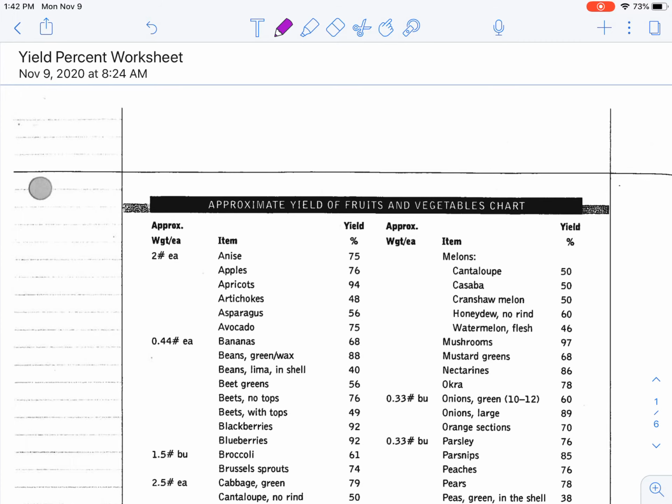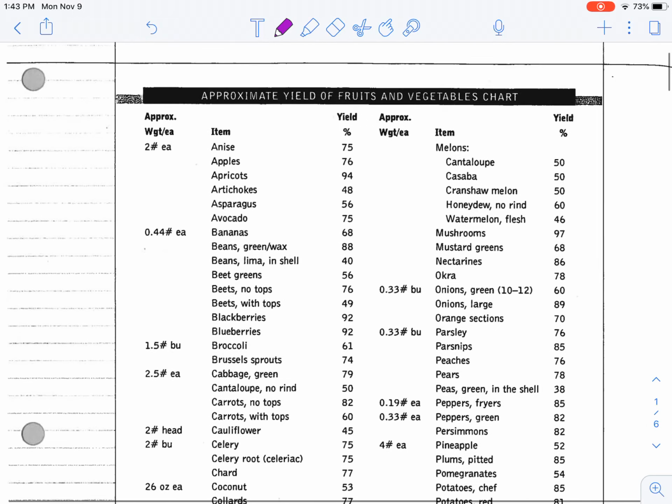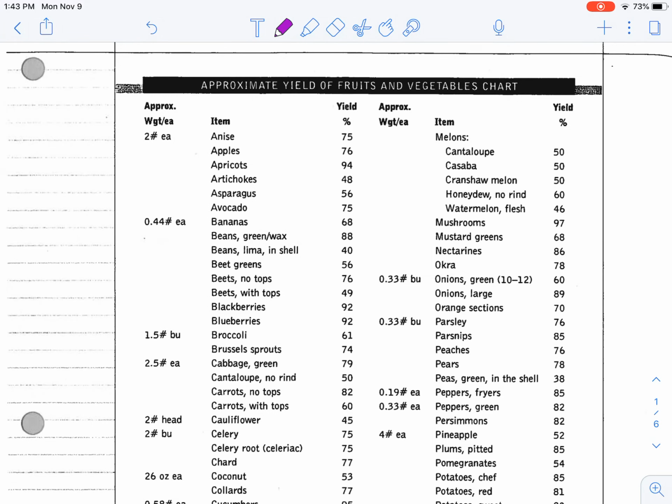Any place that you professionally order from is going to give a chart like this, an approximate yield of fruit and vegetables chart. And what this says is that for their apples, 76% of their apples are going to be usable. Now, the age of the apple, the tool that you use to peel it or cut it, the skill of the employee, that yield percentage might fluctuate a little bit, but generally from this company they say 76% of the apple is usable. If you look at something like mushrooms, it's really high, and that should make sense because you can use a lot of the mushroom, almost all of it. Something like cantaloupe would be really low because you don't use any of the rind. We cut all that piece off.